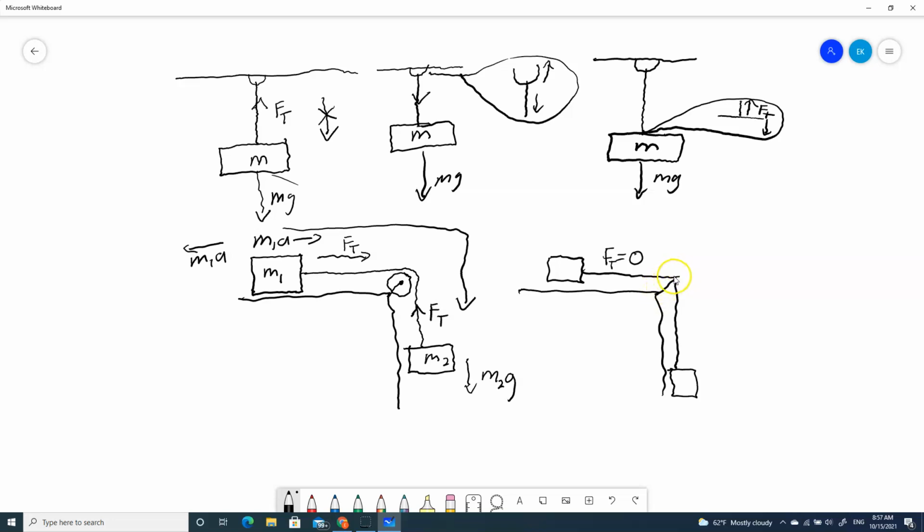It's not a pulley. Then Ft would be 0, and in this case Ft would equal mg because it's just simply this mass pulling down on the rope and just hanging off the rope, and the rope has to exert the tension upwards on it in order to prevent this mass from falling, Ft.